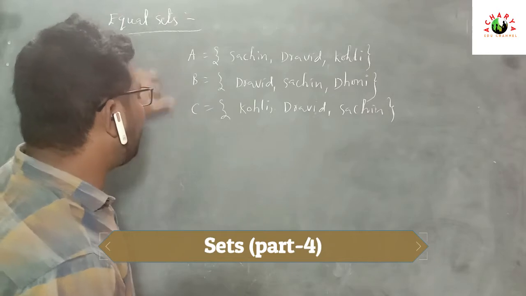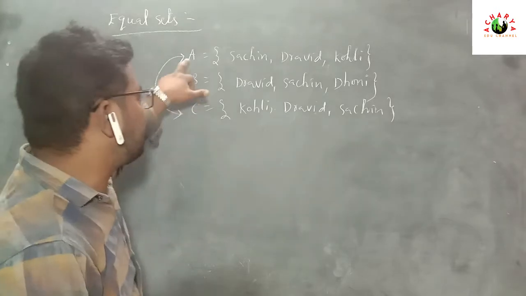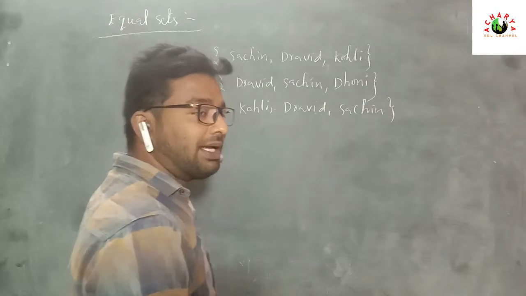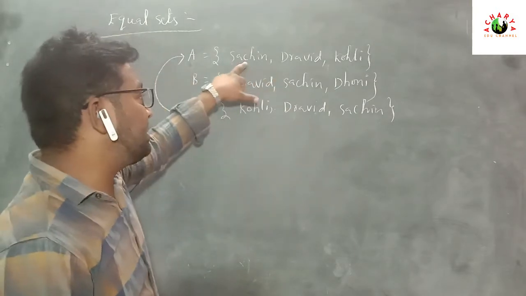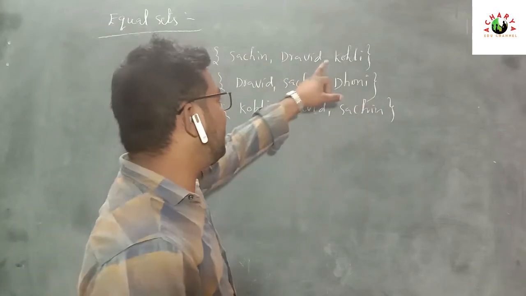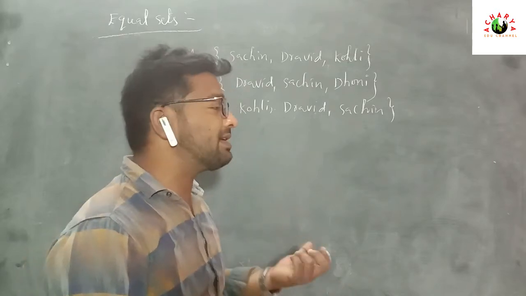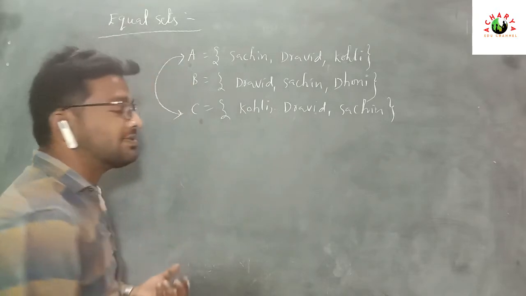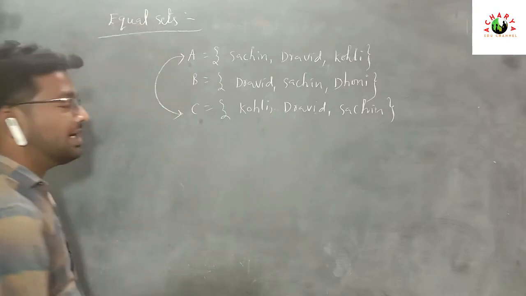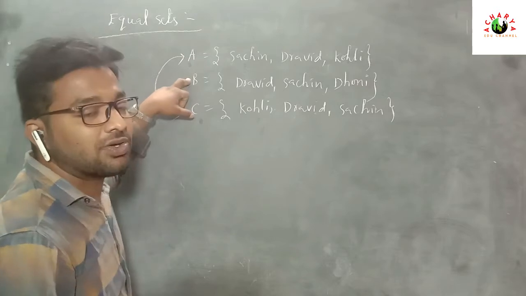So here A and C. Once you observe A and C, all the elements of set A and all the elements of set C are equal. Okay, but the positions are different. Here Sachin is first, here Kohli. Next Dravid, here Kohli, Sachin. Here three elements are the same. If the elements of two sets are the same, we can call those two sets equal sets. So based on these examples, A and C are equal sets and B is not an equal set.